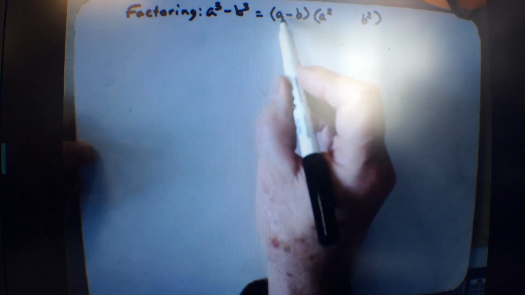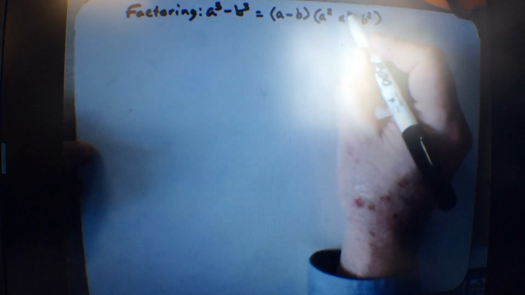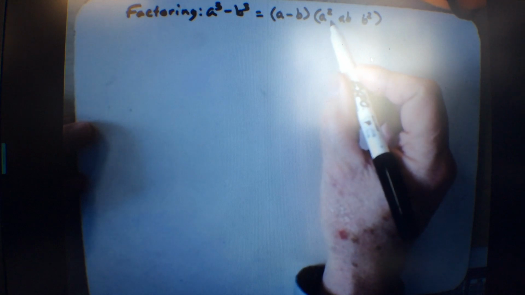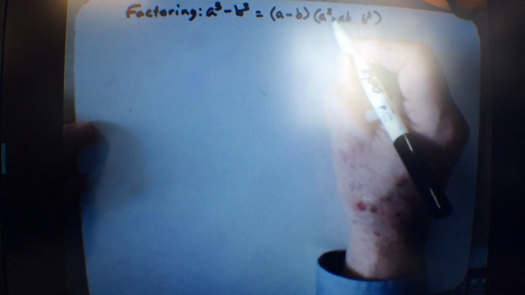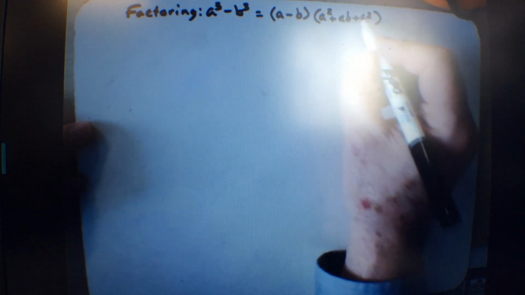Okay, and I said it was a trinomial, so there has to be a third term, right? And it's in the middle, and it is the product of these two, so it is ab. Okay, what's it missing? Signs. This sign is always the opposite of this sign. So if this is subtraction, this is addition, and the last one is always addition. Always addition. Okay, this is a difference of cubes.